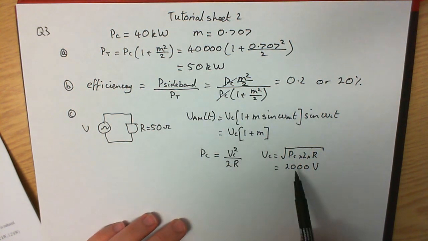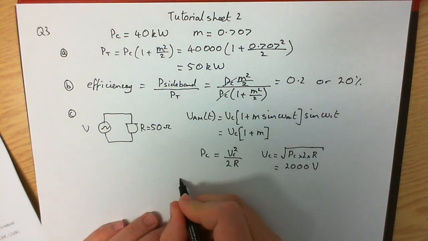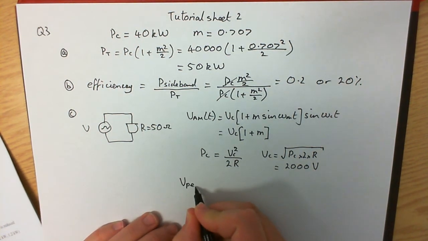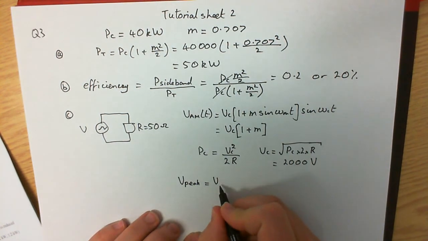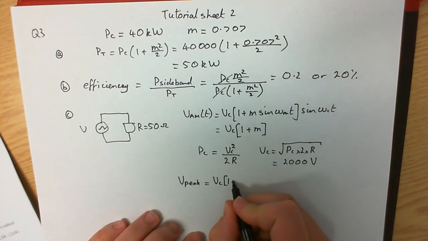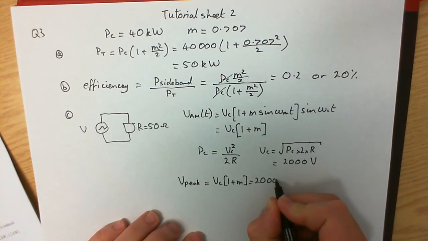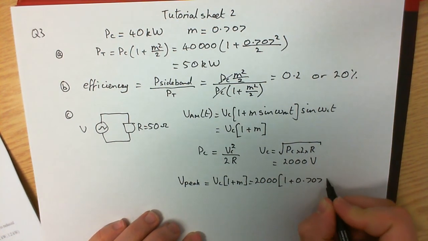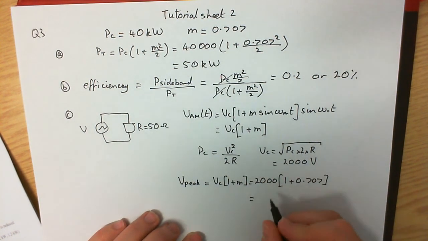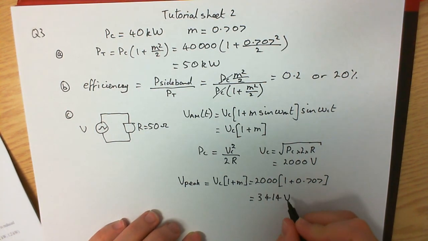So what we need to do is put this value back into here and say that our peak voltage is equal to VC (1 plus m), equal to 2000 times (1 plus 0.707), and if you work that out you get 3414 volts.